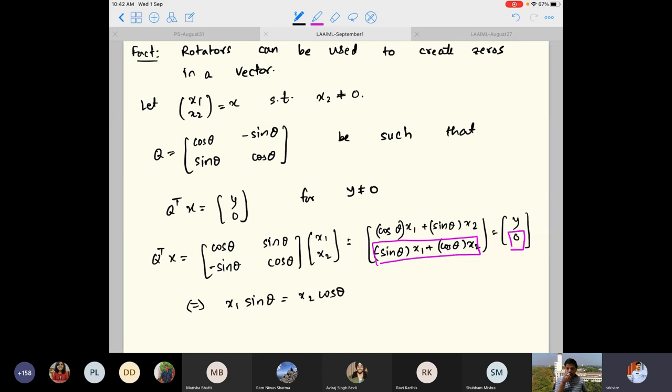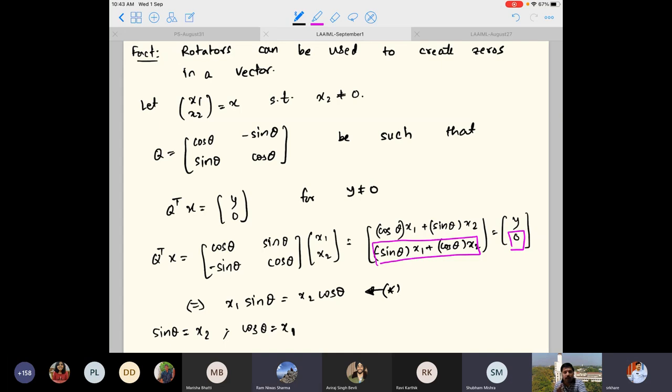Without even calculating the angle theta, can you come up with what sine theta and cos theta should be? So this equation, if I look carefully, when will it be satisfied? If I say sine theta is equal to x2 and cos theta is equal to x1, suppose I say this is true, then will the star equation that we wanted to satisfy be satisfied?